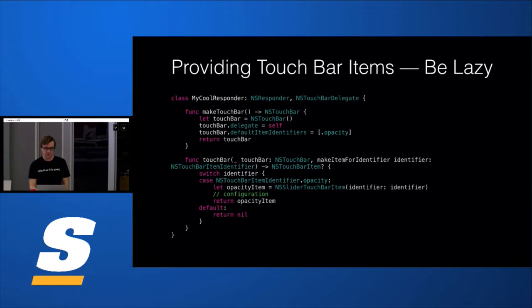In there, you're going to provide a list of default items that go in your touch bar. Those are basically just strings. Those are those globally unique identifiers. And then you can assign yourself or some other object as the delegate of the touch bar. And then later, the touch bar is going to ask its delegate to provide items so that it can put them inside of itself. And then you just switch on the identifier, create the items and return them. And if there's something that you don't recognize, just return nil and it won't show up.